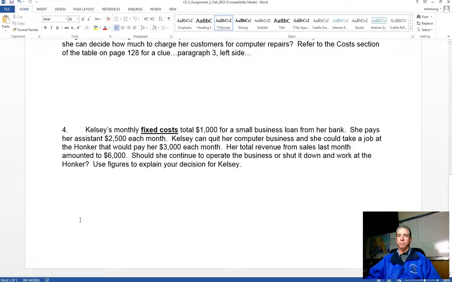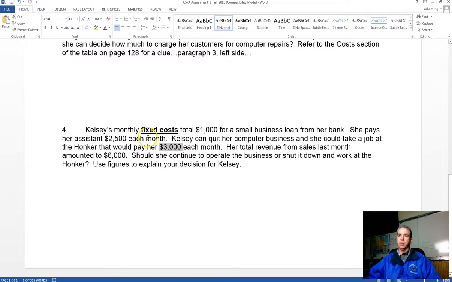And then the last part, a little analysis of Kelsey's costs and income. Kelsey's monthly fixed cost totals $1,000. That's for that loan. She pays Alex $2,500 a month. But she finds out she can quit her computer business to take a job at the Honker, and that Honker job will pay her $3,000 a month. So she has a dilemma here. Should she keep her computer business or quit that business and take a job at the Honker? The information you need to analyze that is that her revenue each month is $6,000, and the Honker will pay her $3,000.